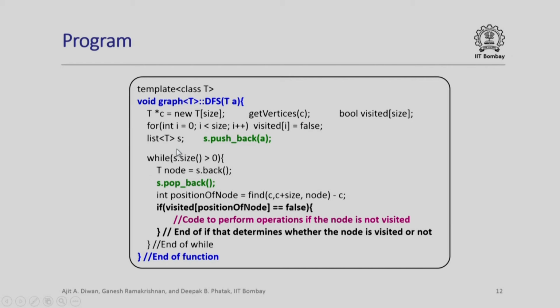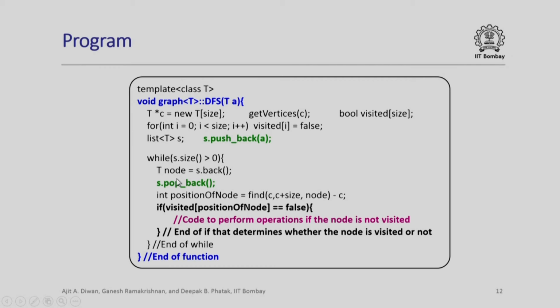Now we look at this pushback. When we say s dot pushback on the list, we would actually start the process of DFS here. While the size is greater than 0, what are we doing? We are saying s dot back goes to that node and we say pop back. This implements the procedure that we had outlined in the demonstration, where a node is popped and the popped node is now looked at depending upon whether that node is visited or not.